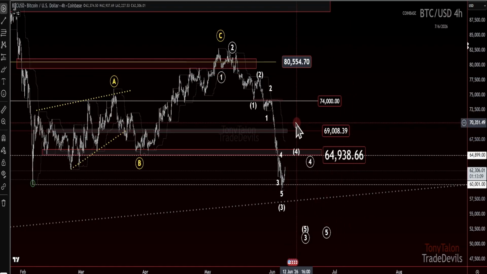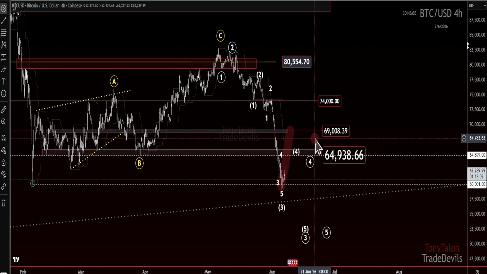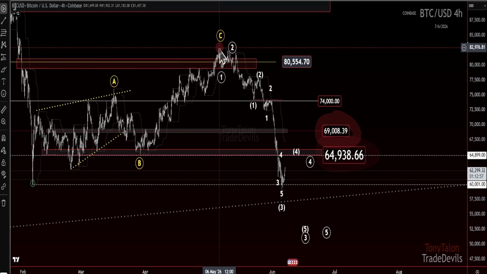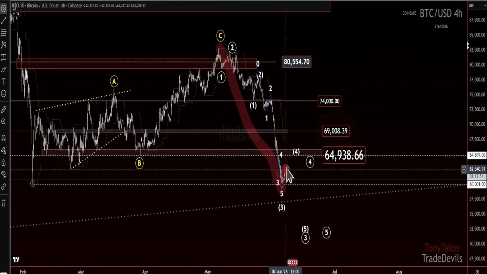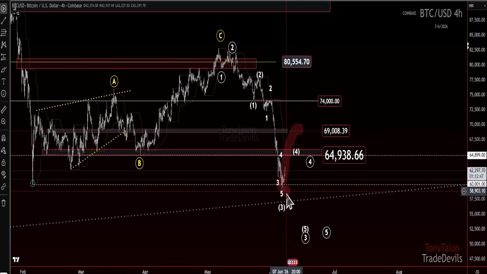Since we can also possibly be in a wave 5 extension here, the proof is if we start breaking up above 65 and hitting 69, then I think that could be a possible 1 or A, B, or 2, and then we'd be continuing down from there. But we'll have to see how this prints in the upcoming days and week. But that's what I'm looking for here to play out on the 4-hour on BTC.